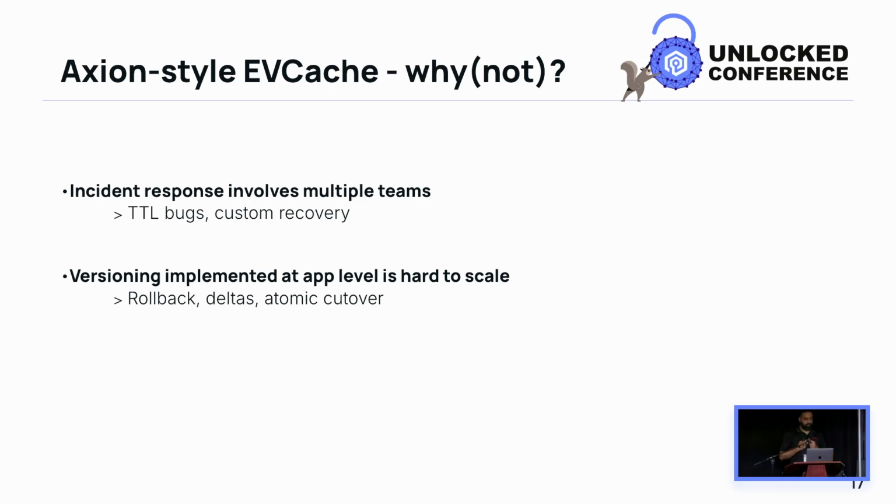One, incident response involves multiple teams. We've had TTL bugs that required custom recovery. And two, versioning at app level is hard to scale. The next architecture, which William will talk about, is about versioning as a first-class platform feature, not an application convention, at petabyte scale. Over to you.